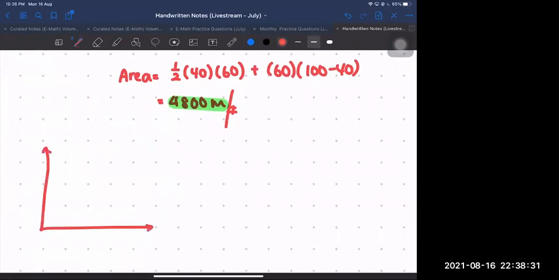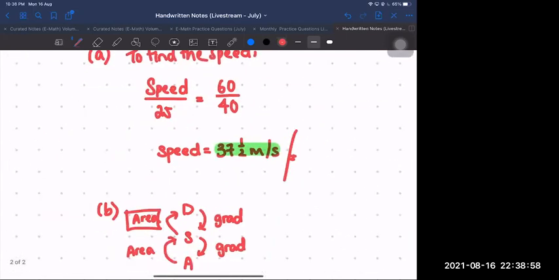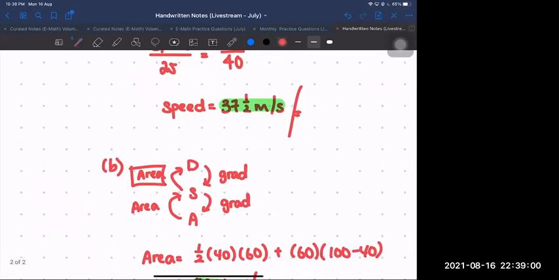So the graph looks something like this. And this is the graph that I'm interested in. So this is the speed time, distance time. Let's start the explanation. When you're given a speed time graph, you need to find the distance time graph. Remember, you're looking for the area under the curve.